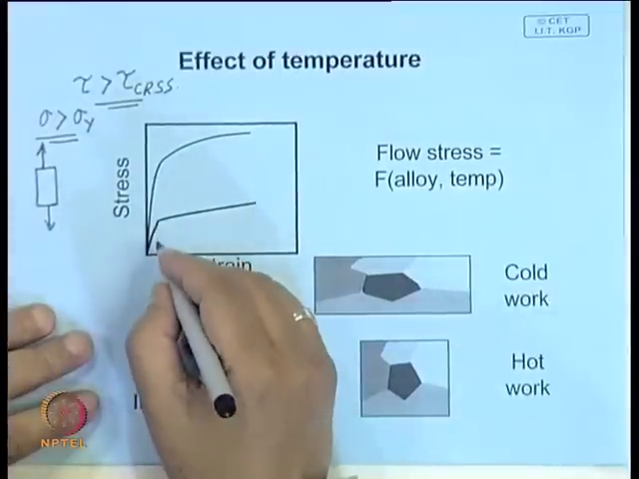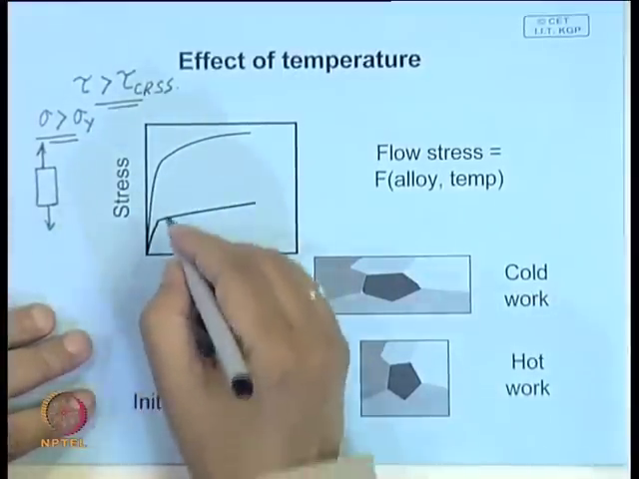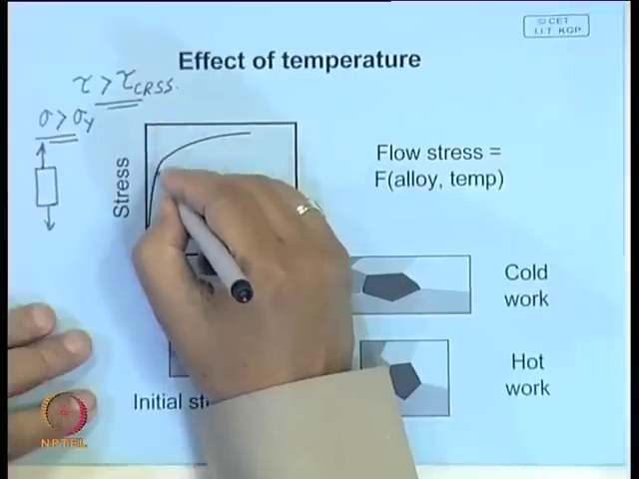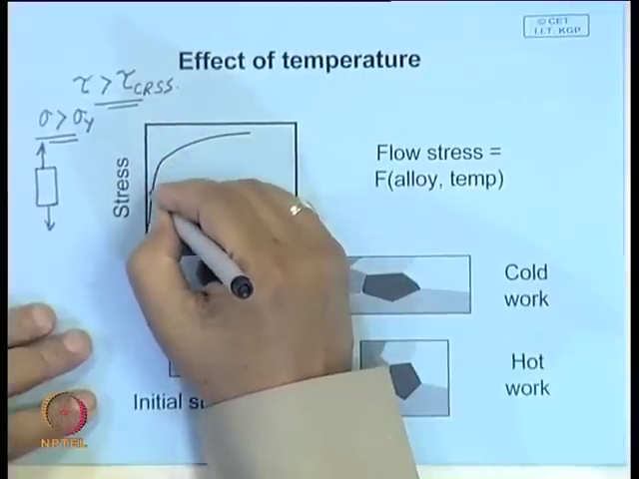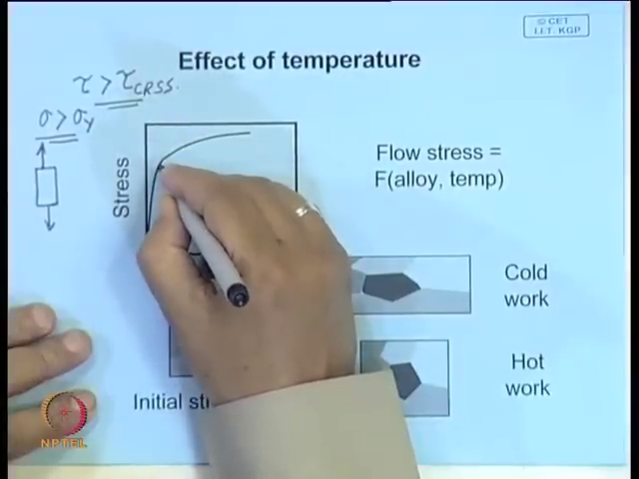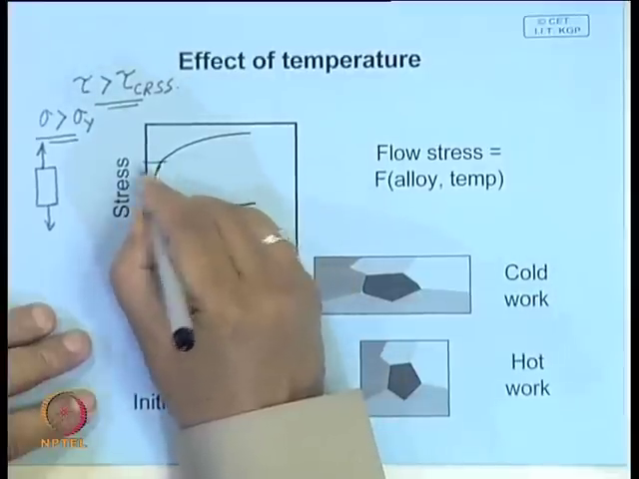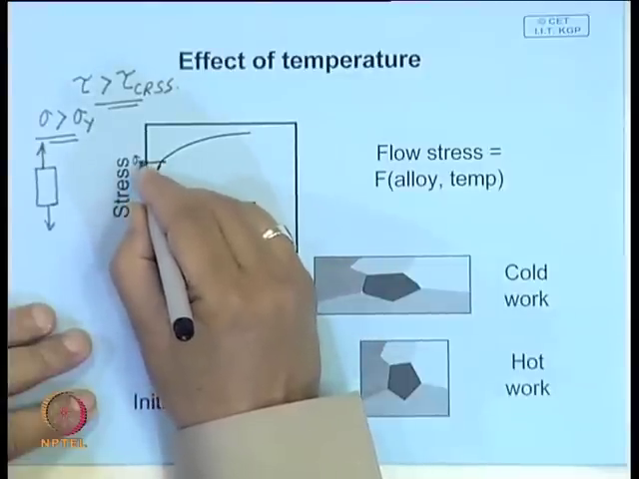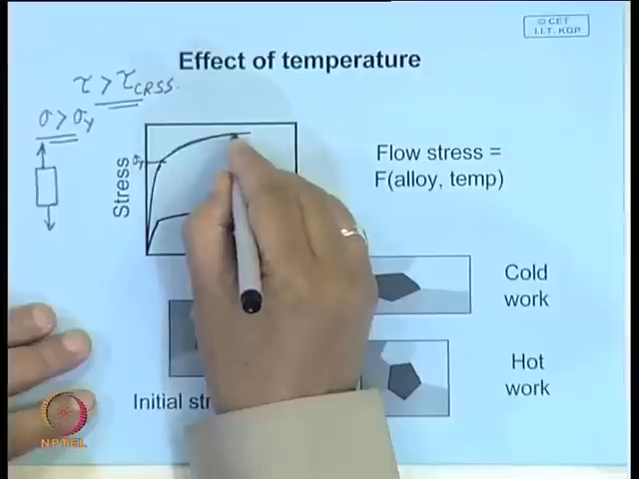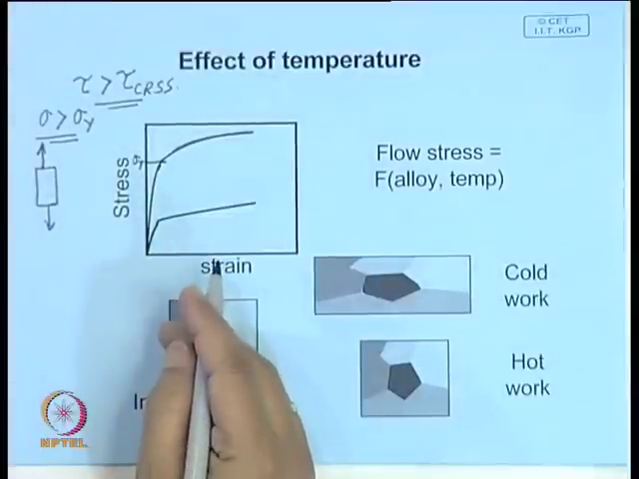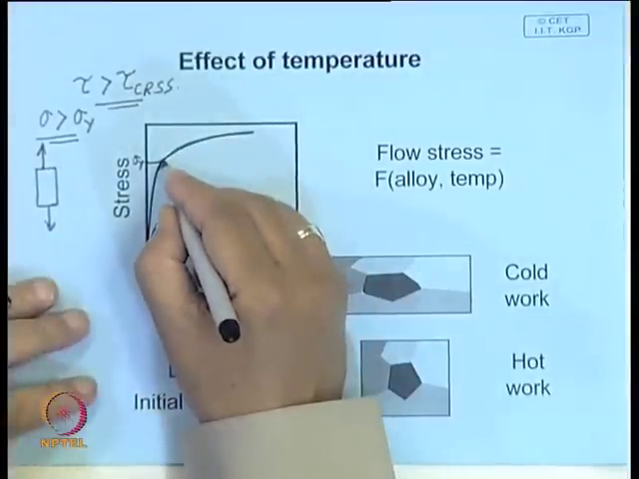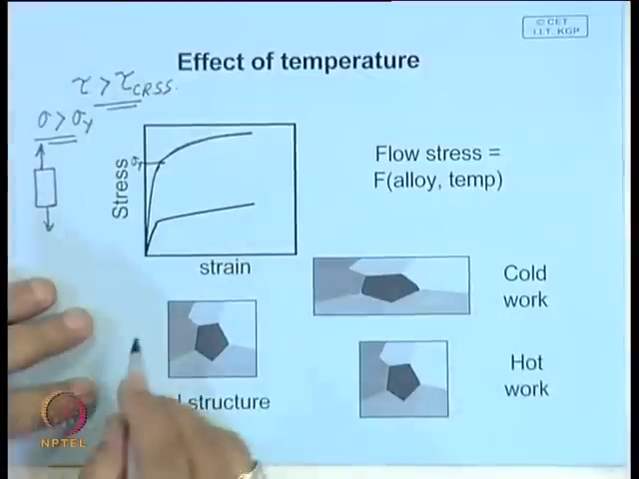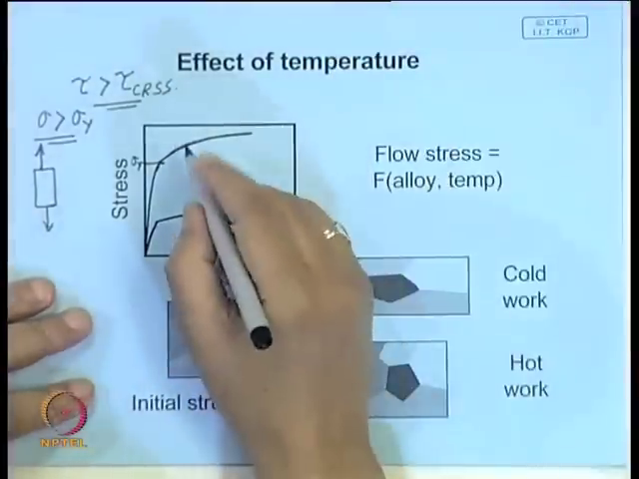And the typical nature of the stress versus strain plot is something like this. There will be, no doubt, an elastic portion where it is linear, and once this yield stress is exceeded, this is the yield stress, we say that this is the plastic region. In metal working, we are more interested in this part, and we often ignore the elastic part.